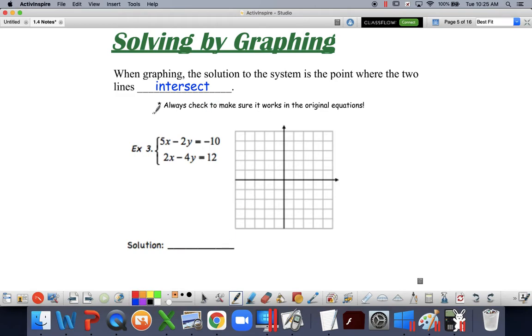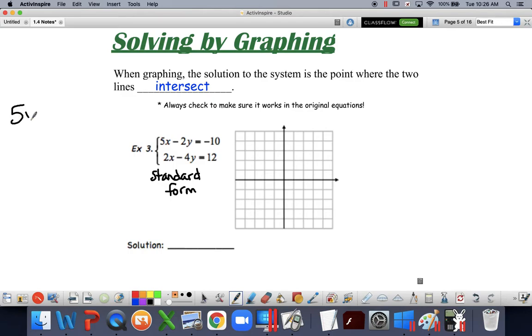So here, we're trying to find where these two lines intersect with one another. I have 5x minus 2y equals negative 10 and 2x minus 4y equals 12. These are both in what we call standard form. Now, when you graph standard form, you have a couple of options. We're going to go through a couple of different examples. The first, we're going to use what's called the intercept method. We are going to find the x and y intercepts for each of these equations and use those to graph them on the coordinate plane over here.